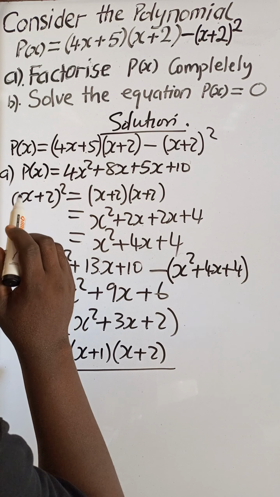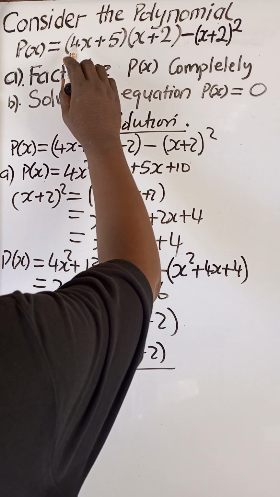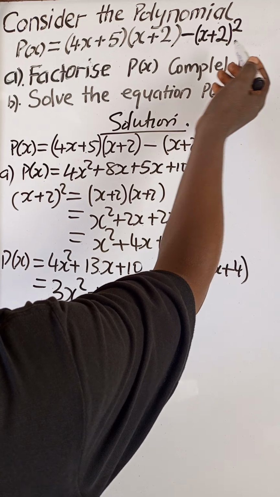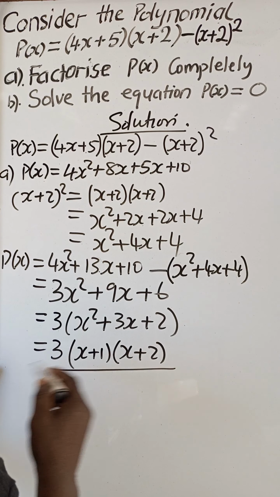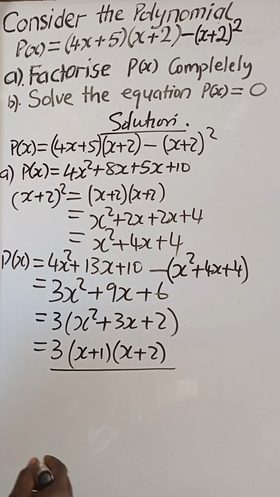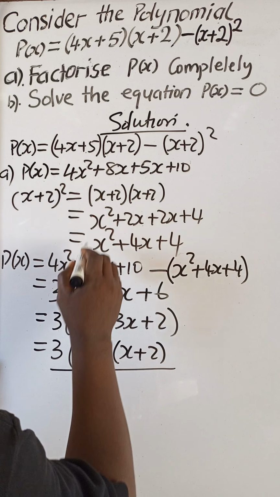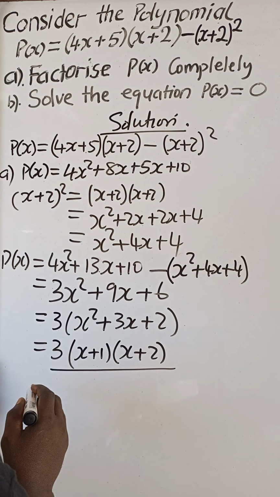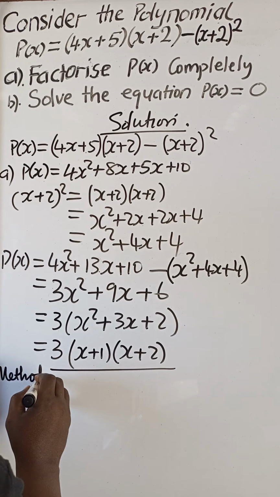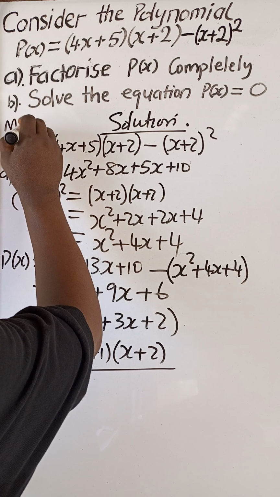Remember, p of x must be a quadratic because this is a linear, and this is a linear. The product of two linear expressions gives us a quadratic minus another quadratic. A quadratic minus a quadratic must always give us a quadratic. So these are the linear factors of the polynomial p of x. This is method 1. Now method 2 is shorter.